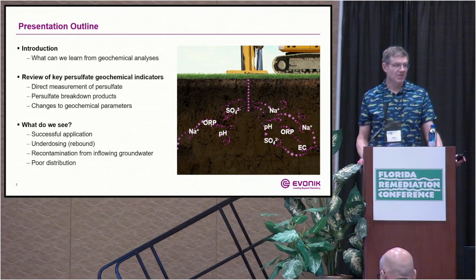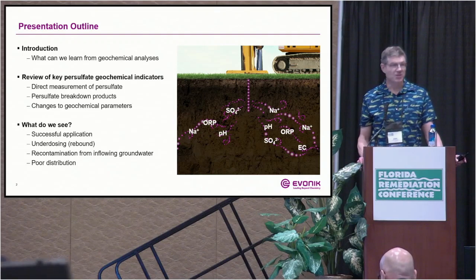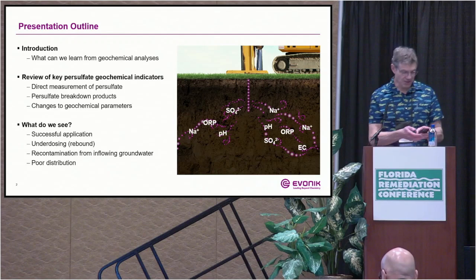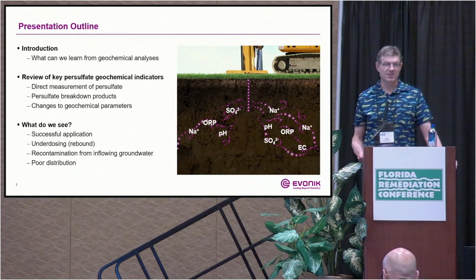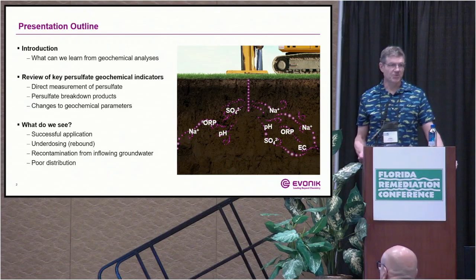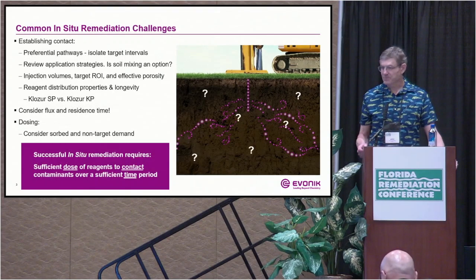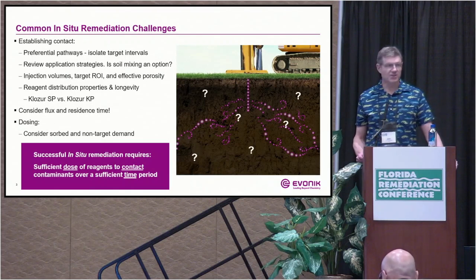If we have an application that's a little less successful, is that rebound, is it recontamination, or is it some kind of a poor distribution issue? And by looking at the geochemistry, you can start to sort that out. It's really especially important with pilot tests because sometimes people misattribute their results because it's like, well, I didn't get what I expected. So common challenges, of course, we want to establish contact, but how do we do that?